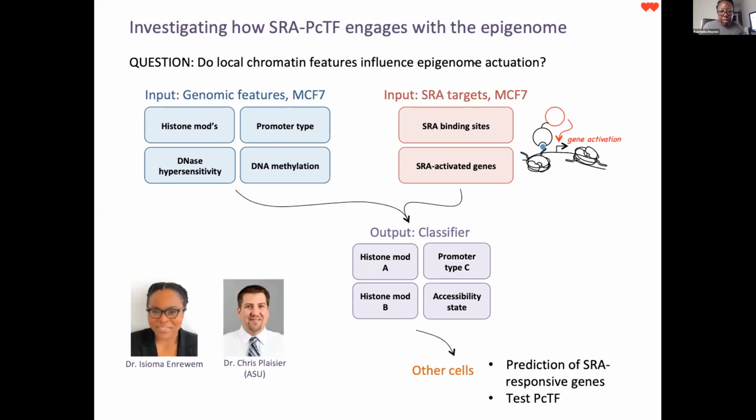So this is just a concept, the layout of what we're thinking about: taking features that are mapped, identifying genes that are bona fide targets, and then our output is a profile of those genes that are responsive. Then we'll take that classifier that was trained on this data set and test it using data from other cells where we introduce the same activator, look at what responds, and see how good our classifier is at predicting what the targets are.